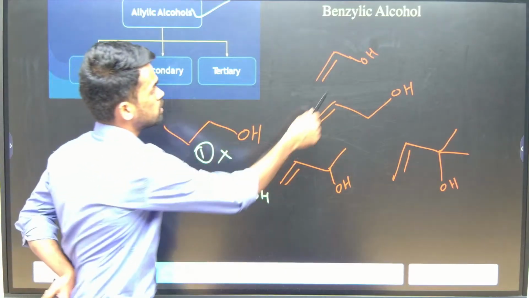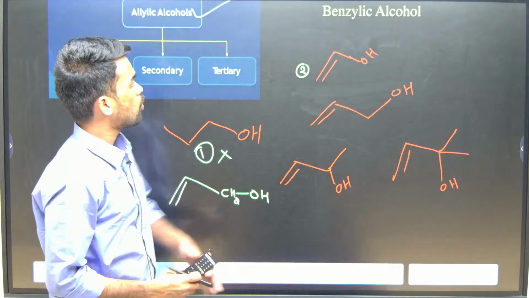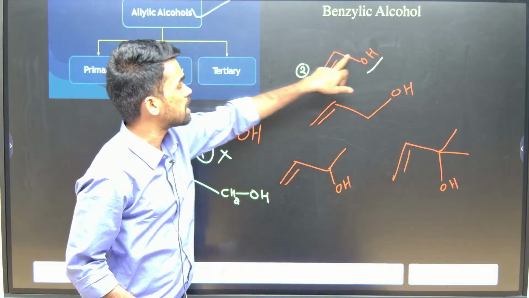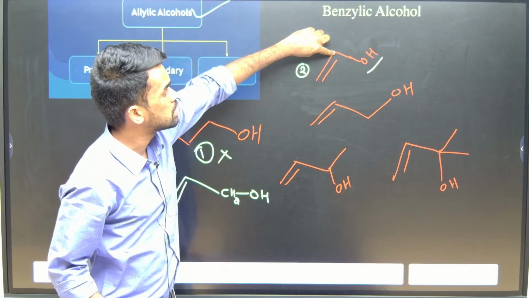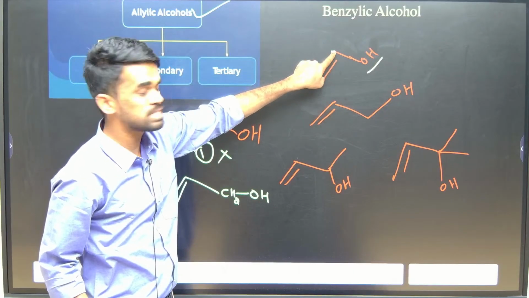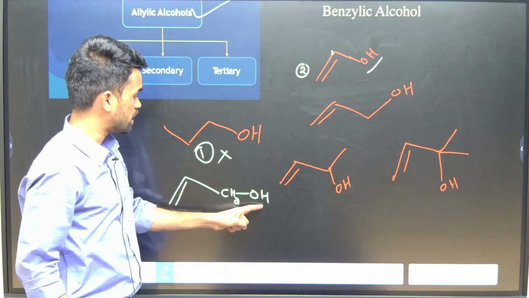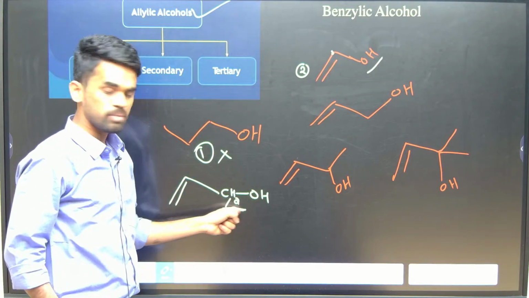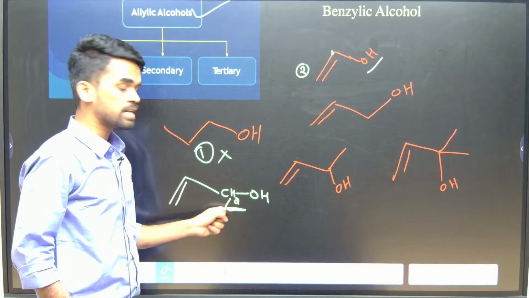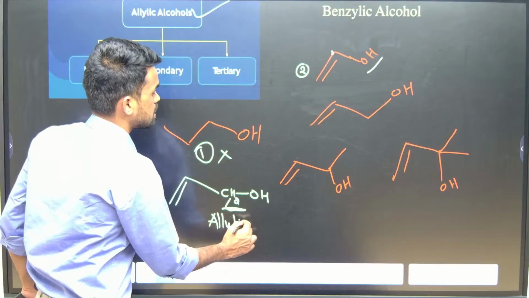Now what about this system? This is the second compound, let us say. See, the OH group is attached to a carbon. What is the hybridization of this carbon? One pi bond is there, meaning it is sp2. What I told you is, if the OH group is present on an sp3 hybridized carbon like a methylene, then you can call it allylic. But is this allylic?